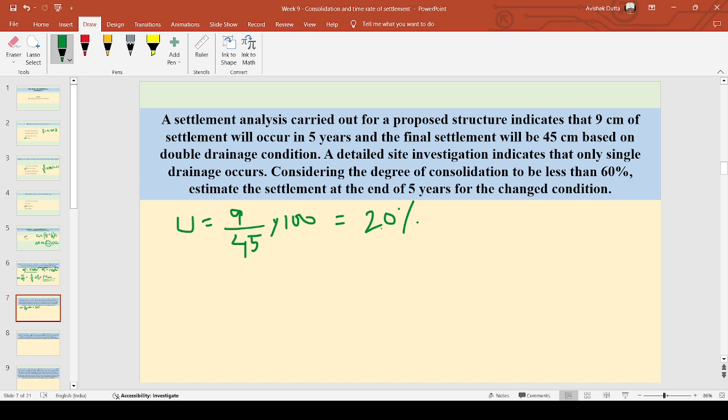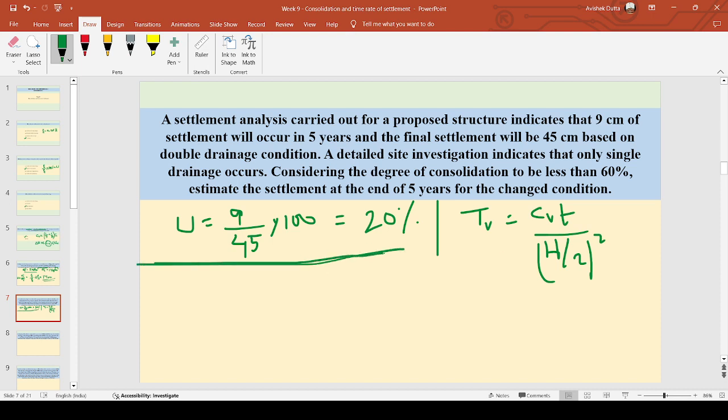Considering single drainage, we know that the time factor Tv equals Cv t by d square. d means H by 2 for double drainage. Now for this case, we can find out the value of Tv. What is the formula to find Tv from the degree of consolidation? Tv equals pi by 4 U square, with U equal to 0.2. Using that formula, you can find out the value of Tv, and then you can find out the value of Cv.